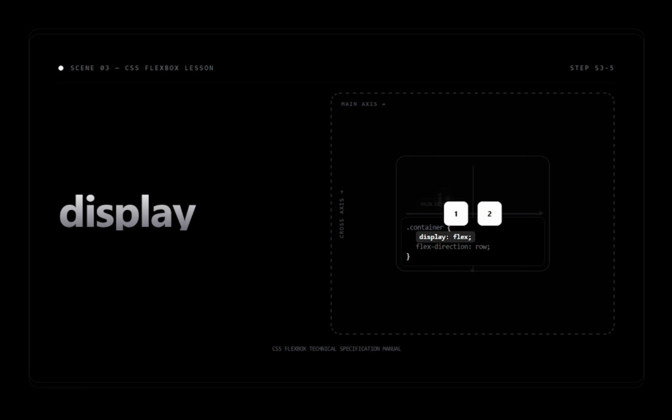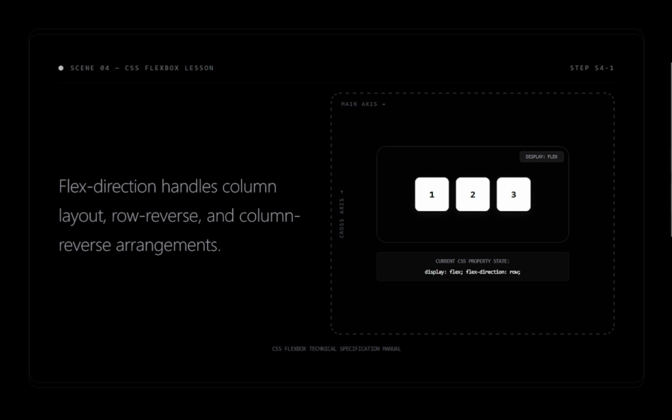There are 2 key properties we use alongside flex direction: the display property and flex direction itself. Flex direction handles column layout, row reverse, and column reverse arrangements.